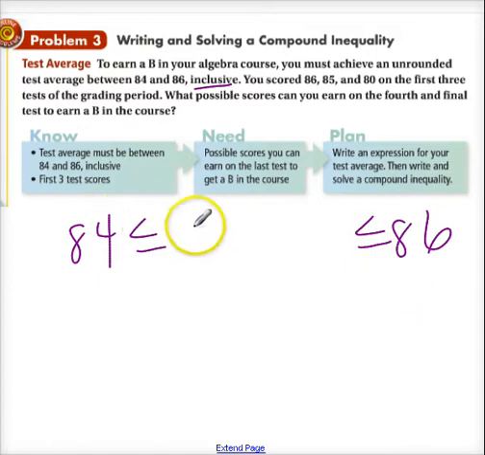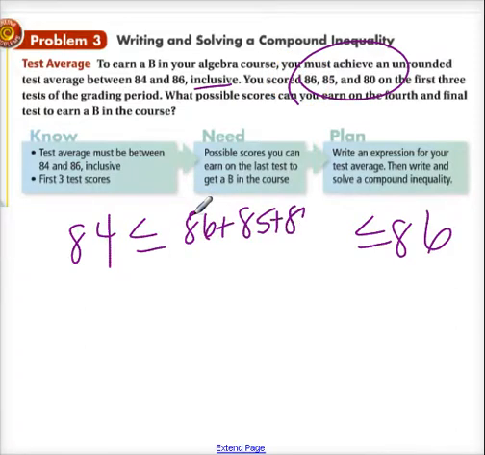So we've already taken 3 tests. Oh, I'm reading the wrong numbers. I need these ones right here. 86 plus 85 plus 80, and we're going to take one more test, so I'm adding another one, x. We want the average, so I'm going to divide that by 4, because eventually there will be 4 tests taken. So now I'm just going to solve this compound inequality to see what our fourth and final test score should be to fall between these averages.